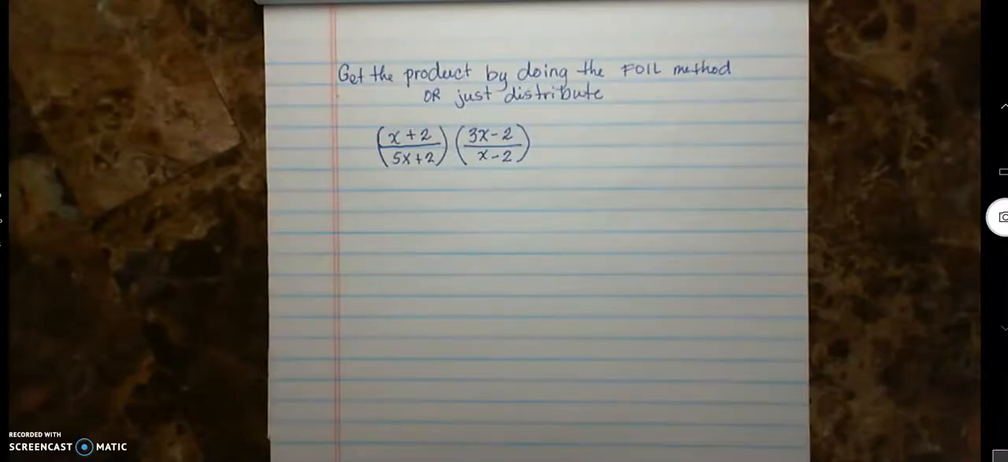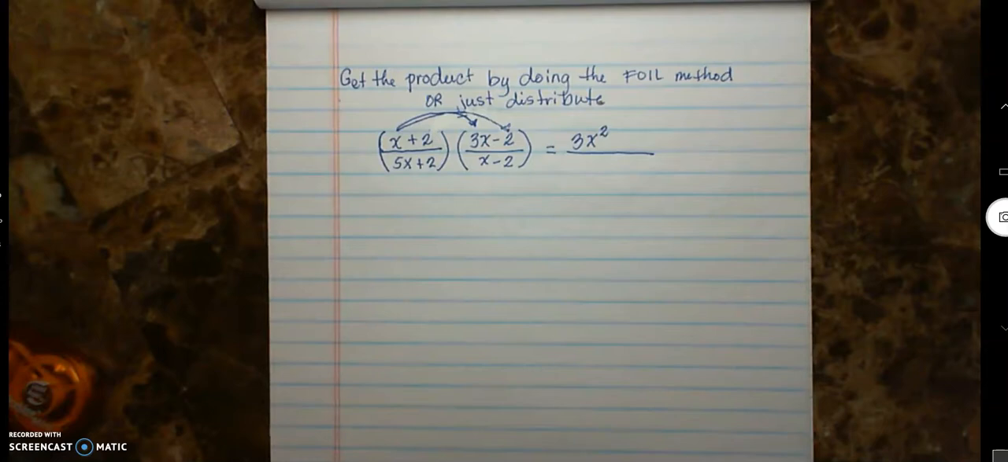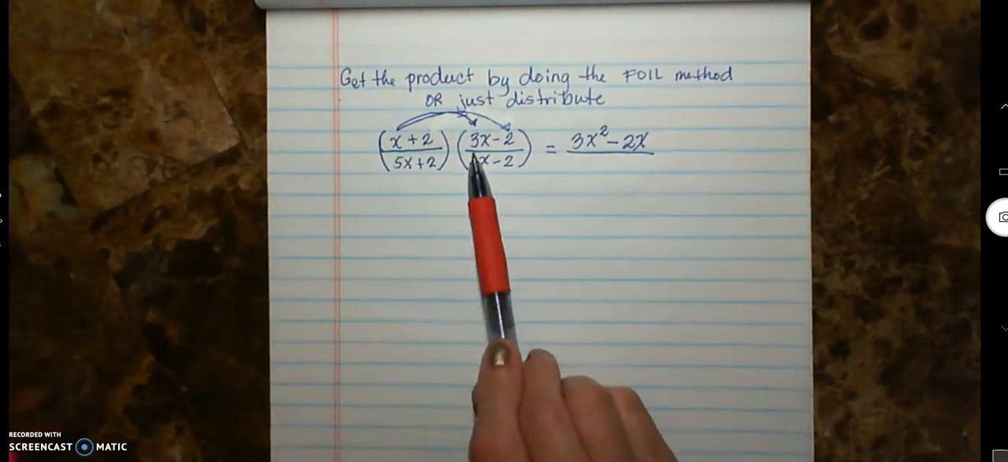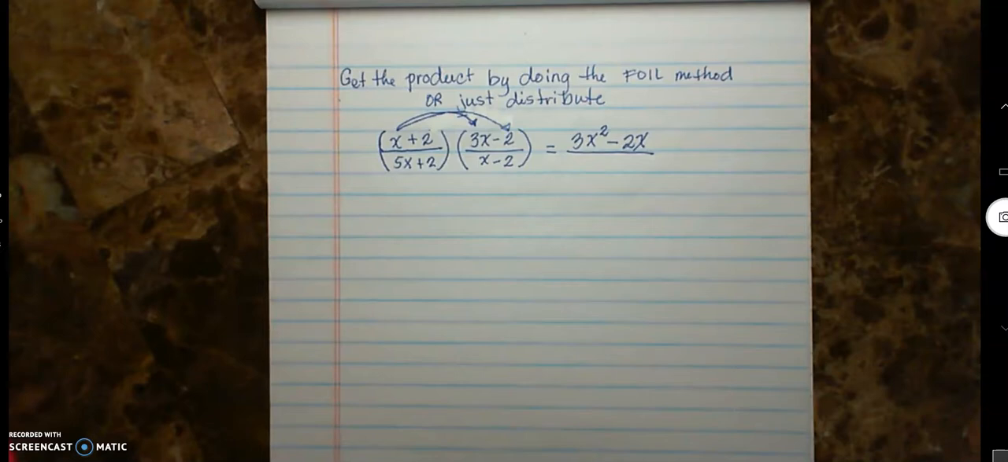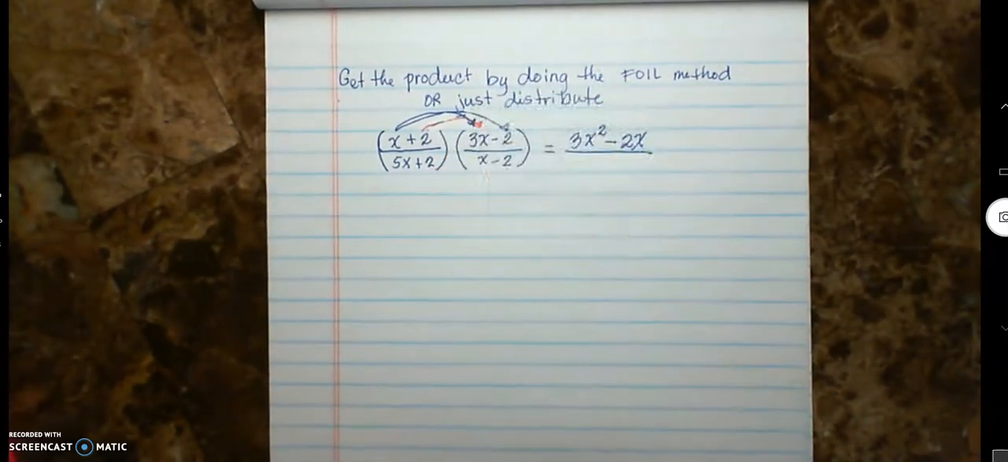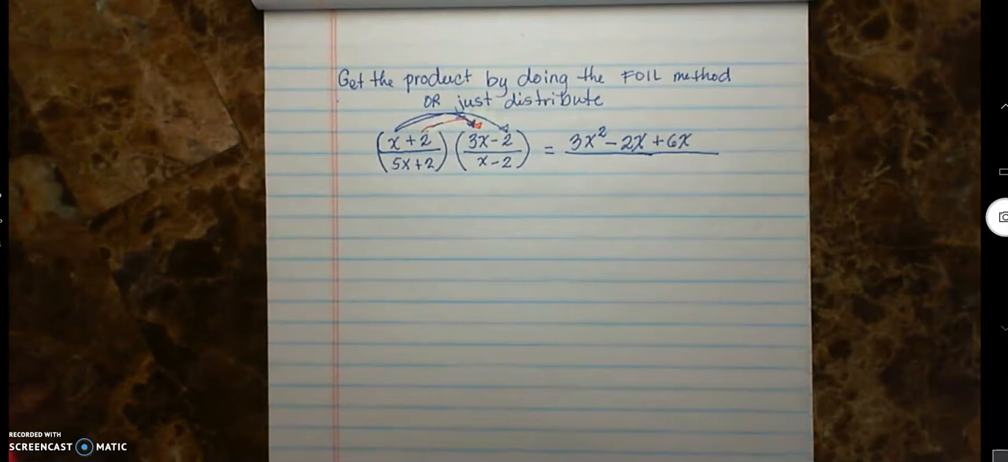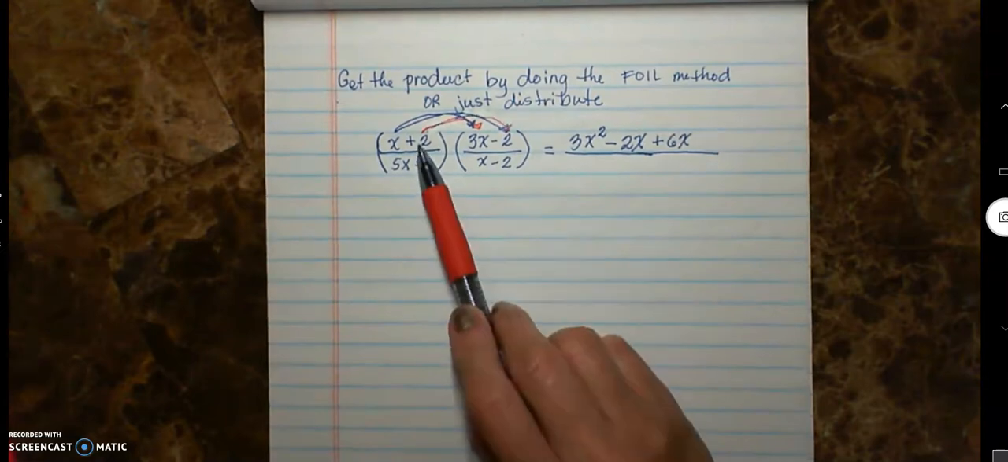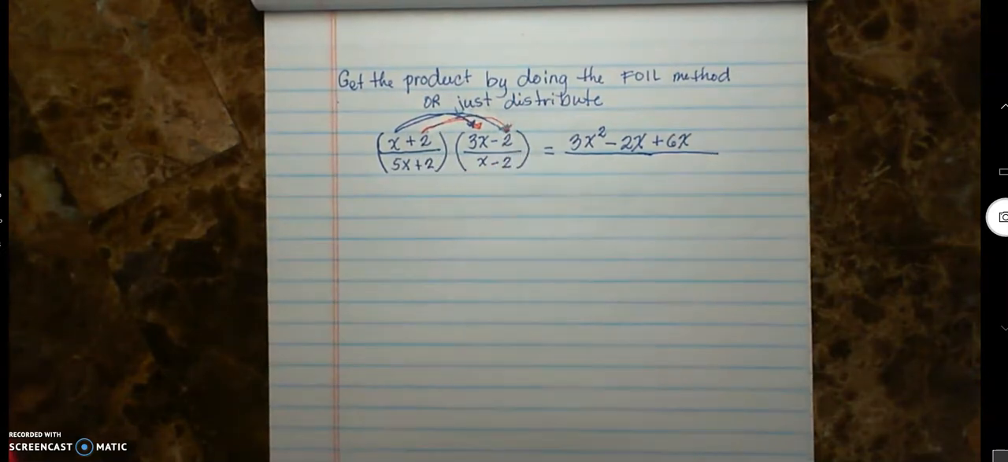Now let's do this manually by using the FOIL method or simply distribution. First term times 3x is 3x squared. And then x times negative 2 gives you negative 2x. After distributing the x to both these terms, you're going to go ahead and distribute the next term, which is positive 2, to 3x, which is positive 6x. And then positive 2 times negative 2 is negative 4.